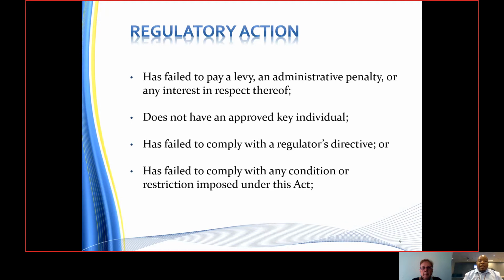And then fourthly, where the FSP has failed to pay a levy, an administrative penalty, or any interest in respect thereof. And then fifthly, where the FSP does not have an approved key individual. And then sixth, where the FSP has failed to comply with a regulator's directive. It can either be a directive in terms of the FAIS Act or the FSR Act. And then lastly, where the FSP has failed to comply with any condition or restriction imposed under the Act.